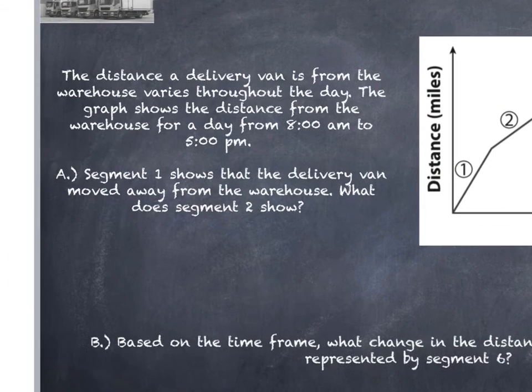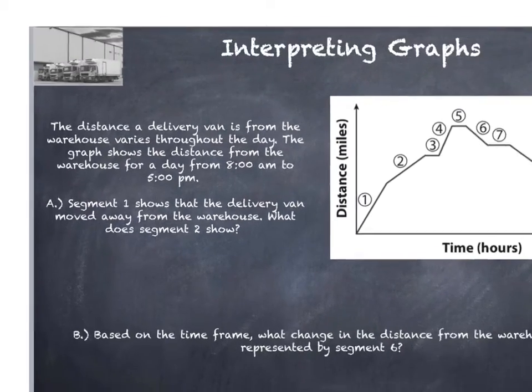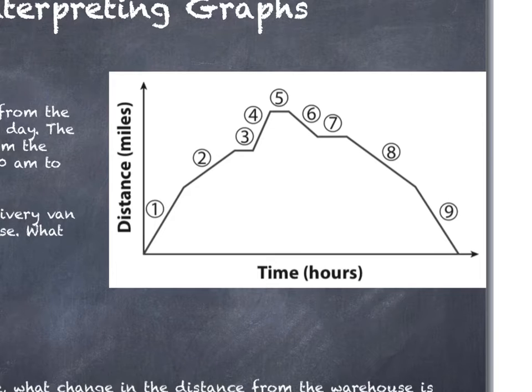This particular situation represents a delivery van. The distance of the delivery van from the warehouse varies throughout the day. The graph shows the distance from the warehouse for a day from 8 a.m. to 5 p.m. So if we look at the graph and we're analyzing this particular problem, that means right here we are at the warehouse and no time has elapsed.